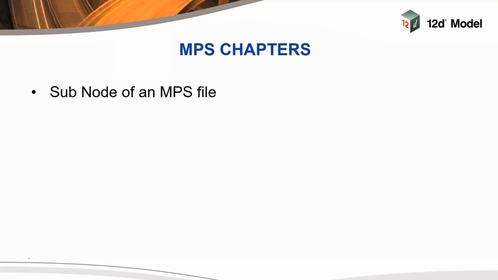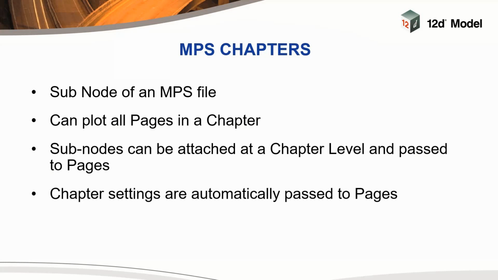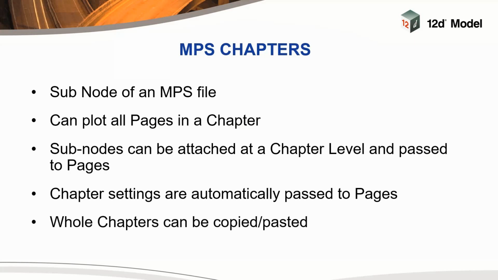In chapters, a chapter is a subnode of an MPS file. You can plot all of the pages in a chapter if desired. Subnodes can be attached at a chapter level and passed across to the pages. And chapter settings are automatically passed to the pages, i.e. sheet size and preview size, etc. Whole chapters can be copied and pasted within the single book.